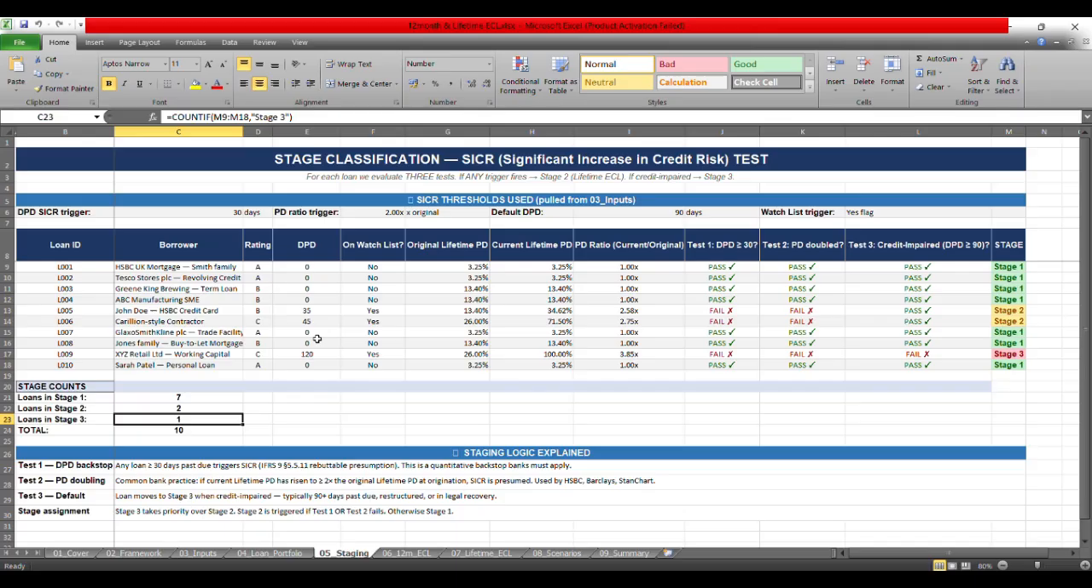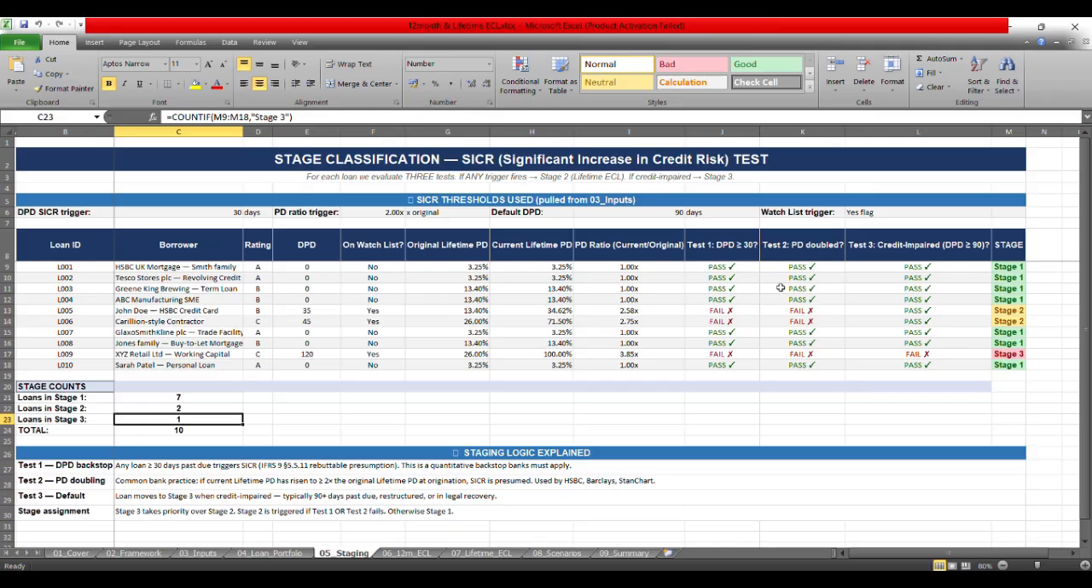This sheet is where every loan gets its stage. If you look at the rightmost column, it runs the three tests on every single loan. The first test is the DPD backstop, the second is the PD doubling, and the third is the default. DPD backstop means that if any loan is greater than 30 days past due and triggers that, this means that particular test has failed, and we'll move from stage 1 to stage 2, and similarly for the PD doubling and the credit impaired.